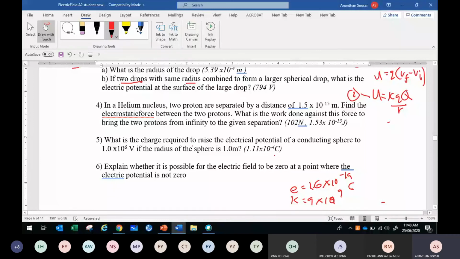So what is the charge required to raise the electric potential of a conducting sphere to this much, if the radius is 1 meter? Like a Van de Graaff machine, you have a sphere. How much charge needs to be kept here? What is the charge required so that the surface has a potential of this much? I think this is straightforward, right?